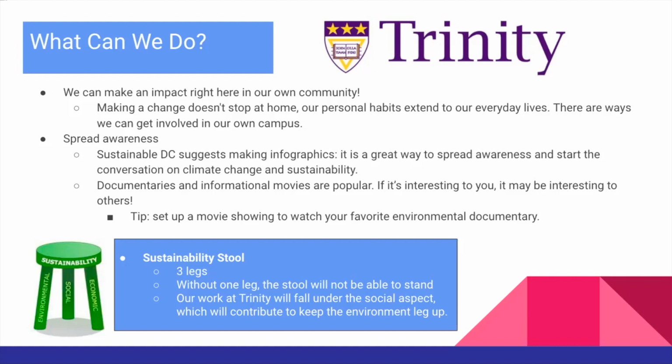And the sustainability stool. So the sustainability stool is a model that helps us understand the idea of sustainability. If one leg is missing, the stool will not be able to function and it falls over. There are 3 different legs, and they are environmental, social, and economic, which are the 3 different factors that kind of lead into sustainability. Our work at Trinity will fall under the social aspect, which contribute to keep the environment leg up. The 3 legs have to be in some sort of relationship to maintain the stool standing.